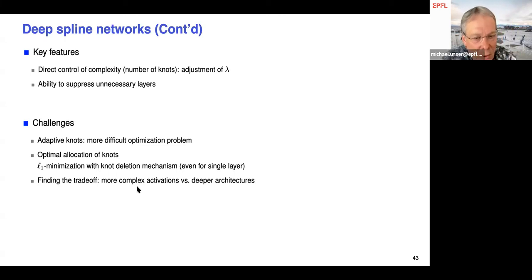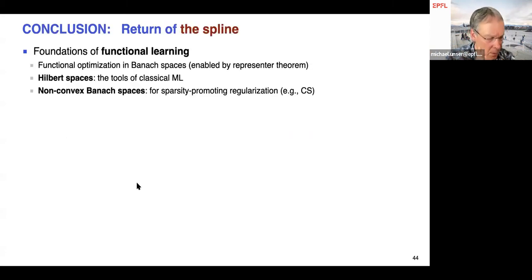We need to allocate knots in an adaptive fashion, and we need to find a good trade-off between having more complex activation, but then what we can do is get much shallower neural networks, which are easier to control while preserving the performance of the neural architecture. So anyway, I'm getting to the conclusion, and I like to call it the return of the spline. Okay, I'm a spline person, but okay, foundation of functional learning.